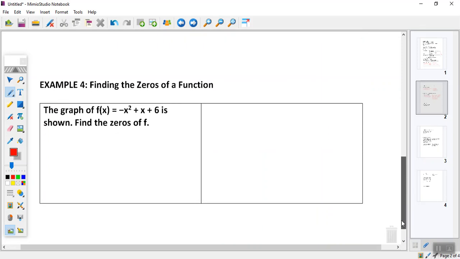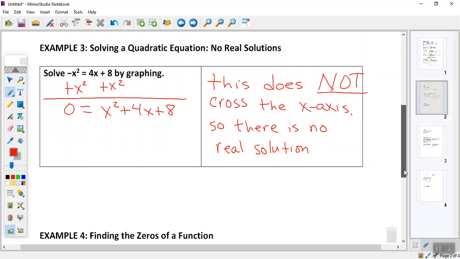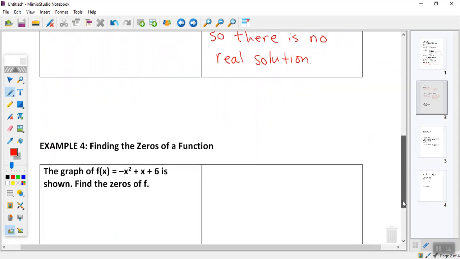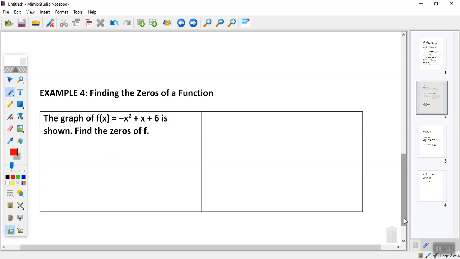I have a question for you. I told you that finding the solutions, or finding the zeros, or finding the roots mean exactly what? But it only works if your function equals what value? Now, in this one right here, it says you have a graph, f of x equals negative x squared plus x plus 6 is shown. It says find the what?